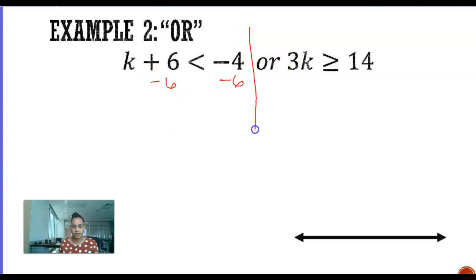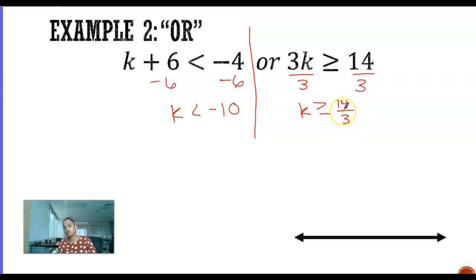This is my first problem here. Let's go ahead and work it out. K is less than -10. Or let's go ahead and work this out. When it says or, it's not giving you the choice of choose one or the other. It's an entire problem, but it's compound, and that is basically going to give me a hint to how it's going to look on my number line. So K is greater than or equal to 14/3.